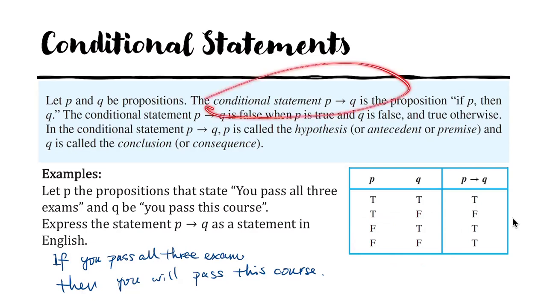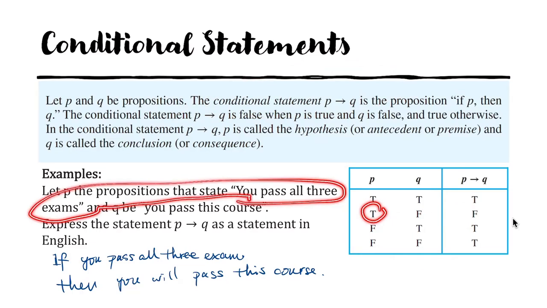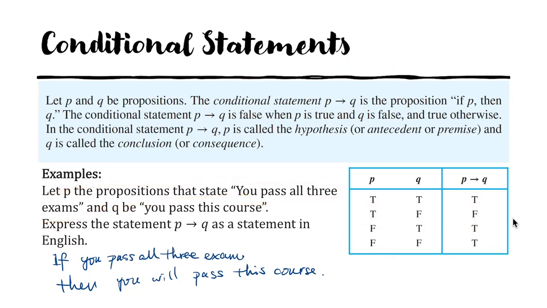So that's why the conditional statement is only false when a student meets the hypothesis but the conclusion is still false, because this will contradict the conditional statement. Do we see that? Any questions here?